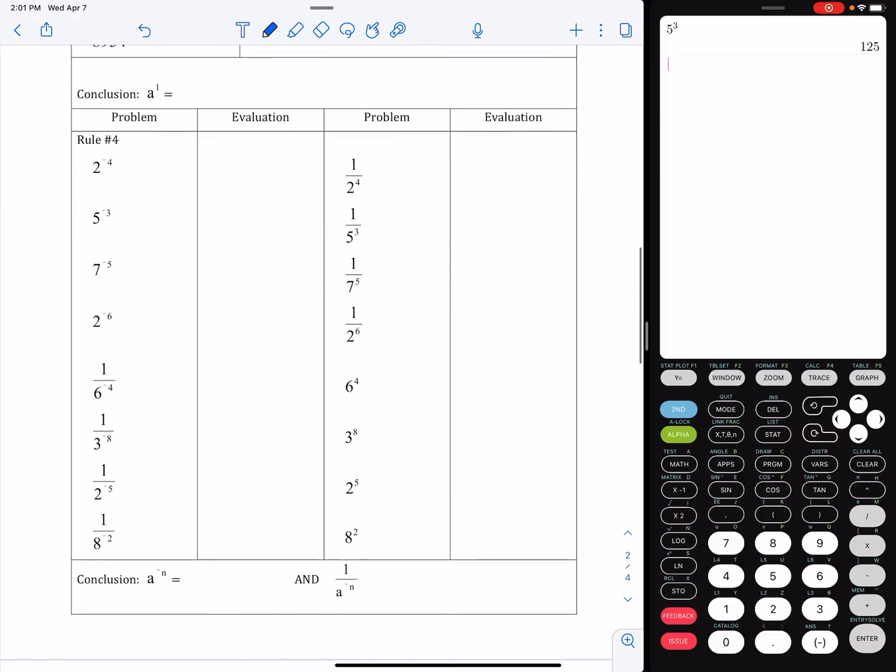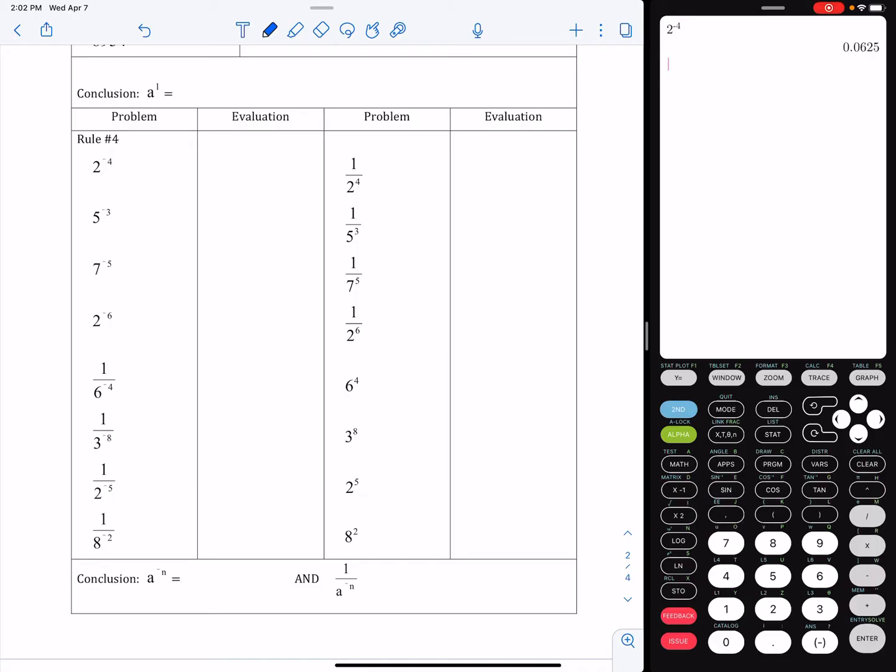And then we come to this next one, rule number 4, and this is where it really begins to be a little difficult. You'll notice in this particular one that we have a problem of 2 to the negative 4th. So how do I type in a negative exponent? The same exact way that you would type in any other exponent. You would do 2, exponent key, negative 4, remembering the negative is a different key than the minus, and you hit enter, and you'll write down what it gives you.